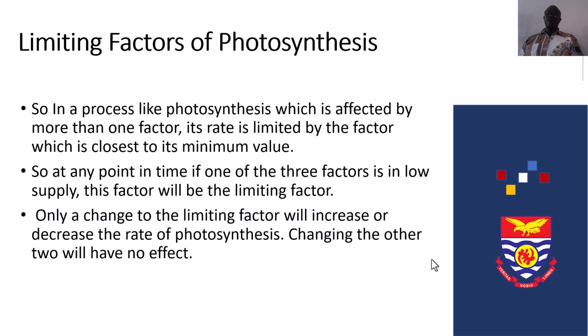So in a process like photosynthesis, which is affected by more than one factor, its rate is limited by the factor which is closest to its minimum value. So at any point in time, if one of the three factors is in low supply, this factor will be the limiting factor. Only a change to the limiting factor will increase or decrease the rate of photosynthesis. Changing the other two will have no effect.